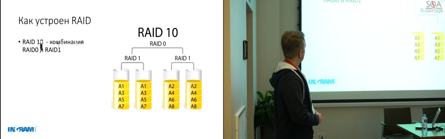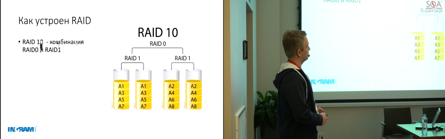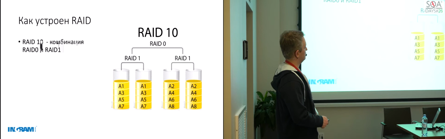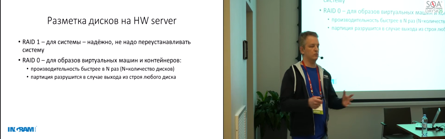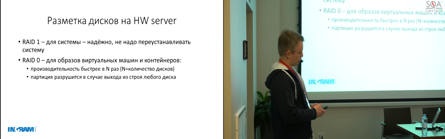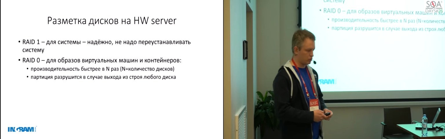How is the RAID done? RAID 10 is a combination of RAID 1 and RAID 0. Two RAID 1 arrays are united in a RAID 0 array. We had a RAID 1 for the main virtuoso system, and RAID 0 for virtual machine images and containers.